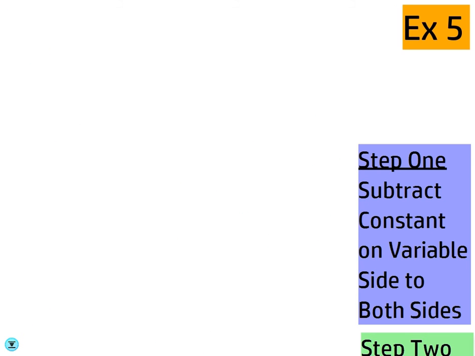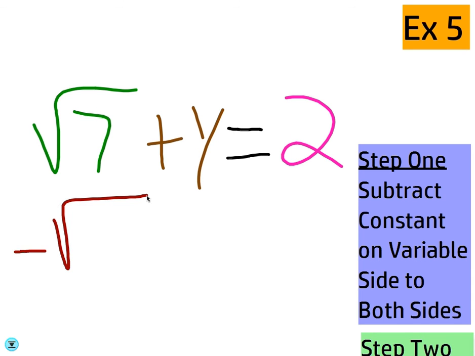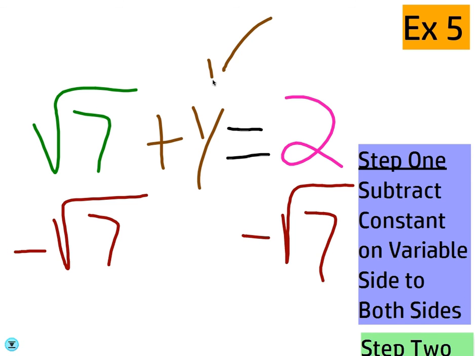I want to do one more, which you probably won't see on the worksheet, but nevertheless, I try to throw in a lot of different examples. We're going to do the square root of 7 plus y equals 2. So let me ask you guys this. What would you subtract from both sides? Good. So the square root of 7 is a constant number. We're going to subtract it from both sides to solve for y.